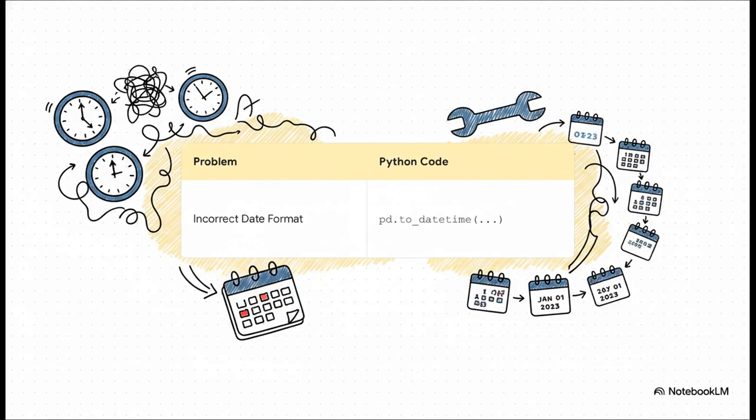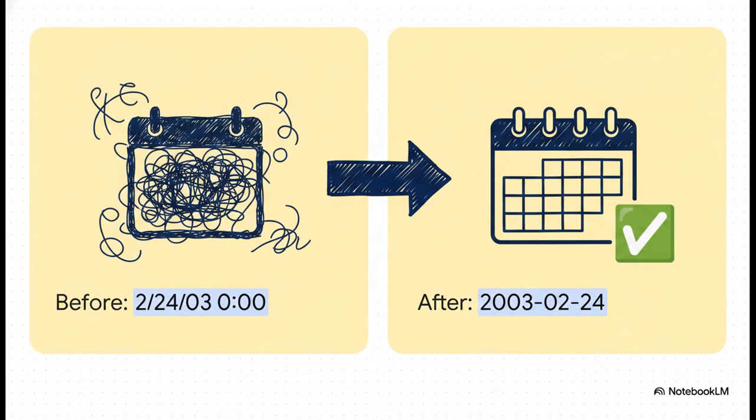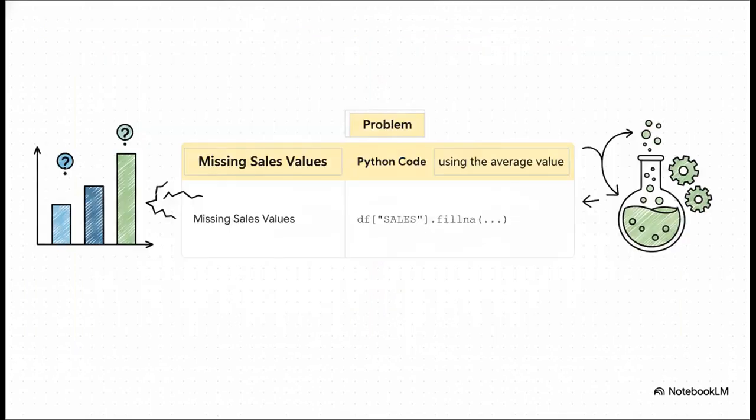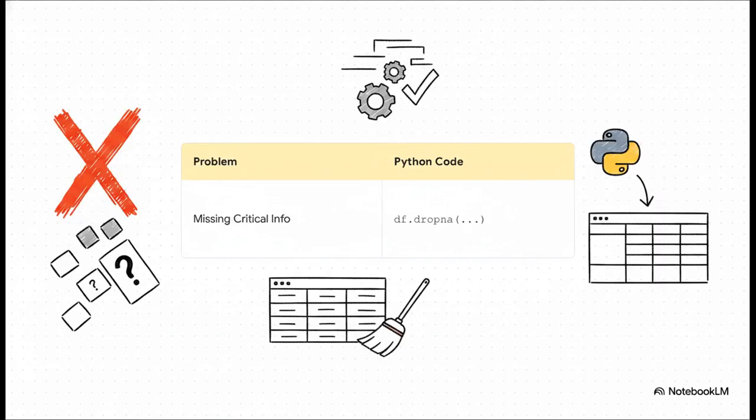Simple as that. Next, those dates are all over the place. Let's get them into one standard, usable format. And boom! Look at that! From a messy text string to a clean, proper date. What about missing sales numbers? Well, we can just fill those gaps in with the average. But if something critical is missing, like a customer name, yeah, just drop that whole row.